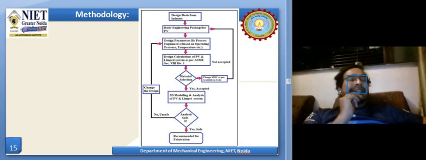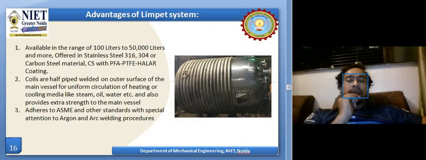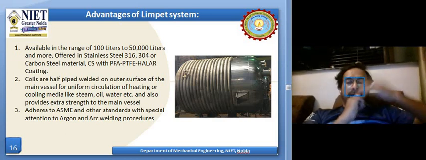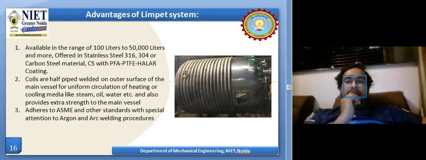Now, post analysis, if the results are okay, I will recommend that particular pressure vessel for fabrication. If not, I will go back again and change the design parameters up to a certain level. So this is how the limpet type pressure vessel mostly looks. This picture is of a stainless steel pressure vessel, where the material is stainless steel, and the limpet is being welded peripherally on the outside.